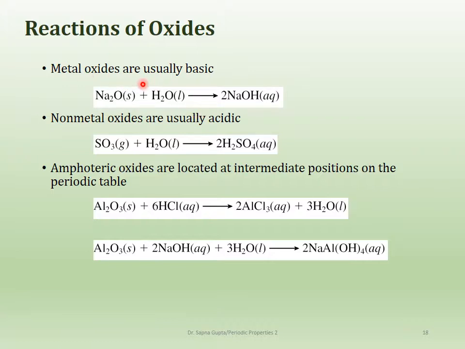So metal oxides, okay, are usually basic, and this is the reaction I was talking about. So if you have sodium oxide, you dissolve that in water, you get sodium hydroxide. Non-metals will give you acids, and this is the usual trend, okay. Amphoteric oxides, for example, are like aluminum, because aluminum is a metalloid. So if you dissolve it in acid, it behaves like a base. If you put it in base, it behaves like an acid. So those things are slightly different, but otherwise, if you have true metals, they will give you only bases. If you have non-metals, they will give you only acids.